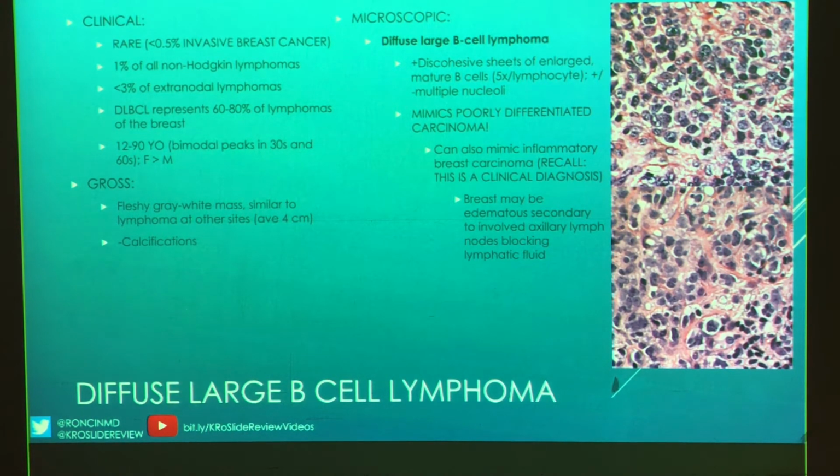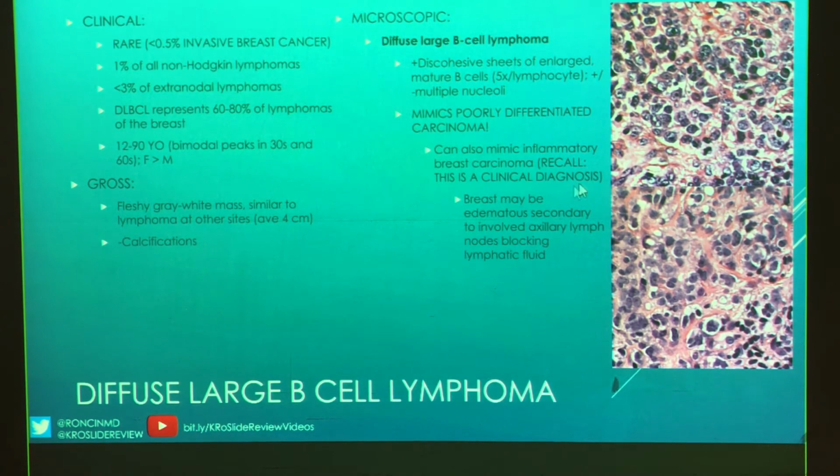And what you can see is these discohesive sheets. So discohesive sheets, it's kind of like you have these clefts around cells that don't make sense. It's not because it's poorly fixed and it's falling apart. It's just falling apart. And I think that's easier to tell if you have an area that's really well fixed, but you still have that clefting and falling out appearance. Again, look, it's going to mimic your poorly differentiated carcinoma. It can also mimic your inflammatory breast carcinoma.